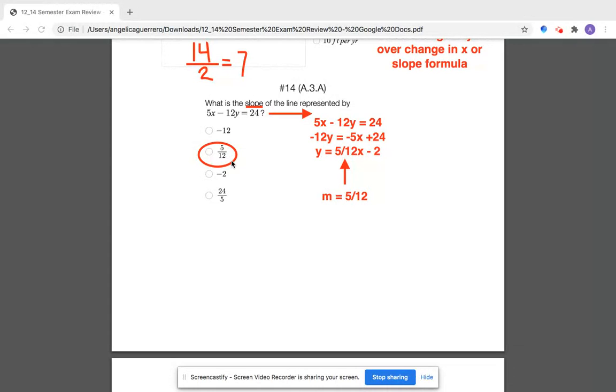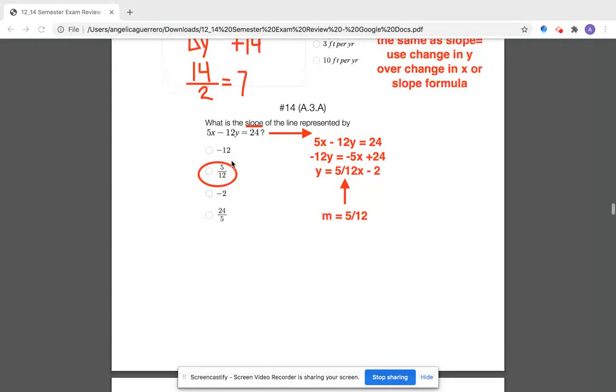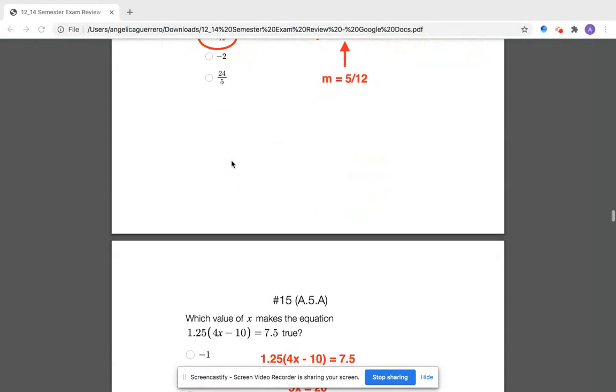Now Mrs. Turner will go ahead and continue with the rest of the review, beginning with question 15.